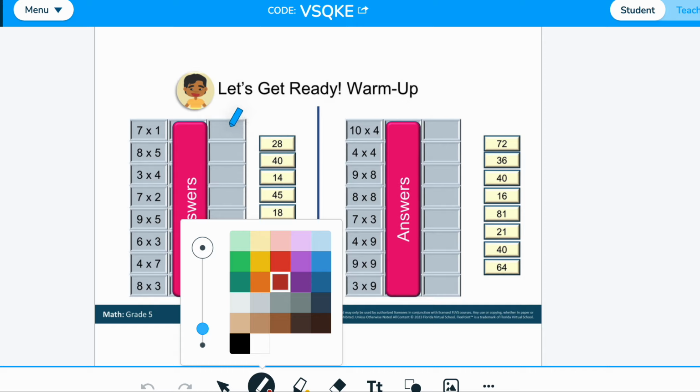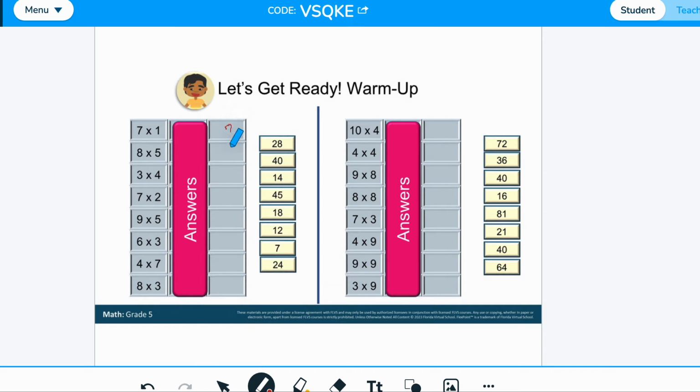I know that 7 times 1 is 7. I know 8 times 5 is 40. 3 times 4 is 12. 2 times 7 is 14. 9 times 5 is 45. 6 times 3 is 18. 4 times 7 is 28. And 8 times 3 is 24.